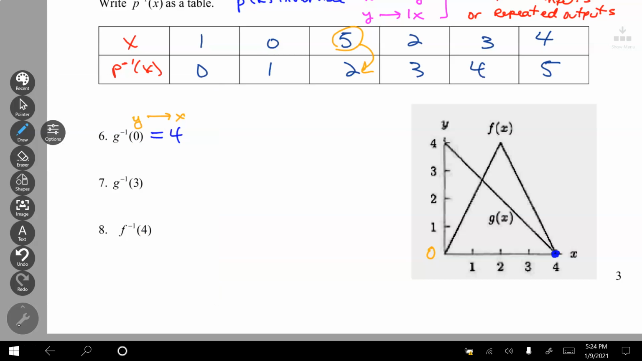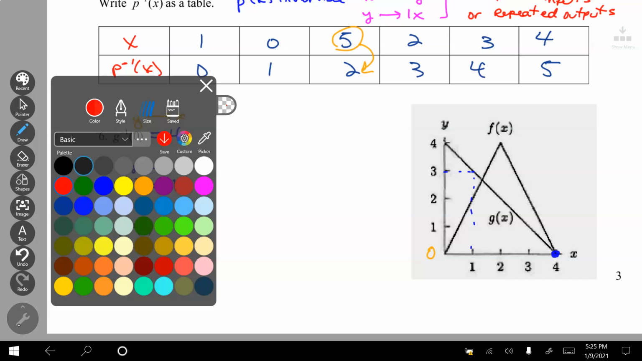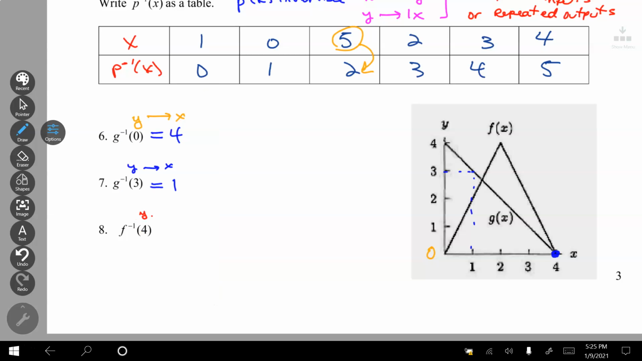I'm going to do the same thing over here. Here is y equals 3. I got to find an x for it. So here's y equals 3. I go to the g function and I find x equals 1. And then finally, this is a y value of 4. I go to the f function, was the one with the peak in it. So I go to y equals 4, I hit the f function, and I go down, I find x is equal to 2.